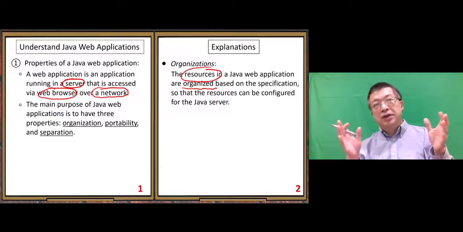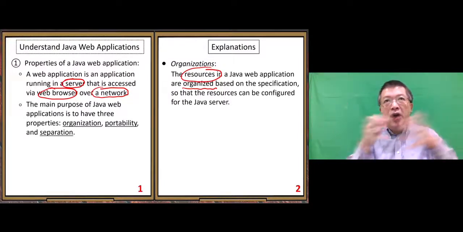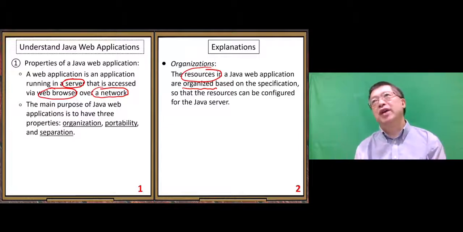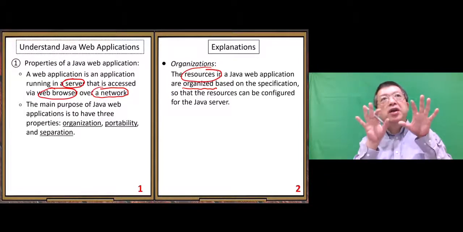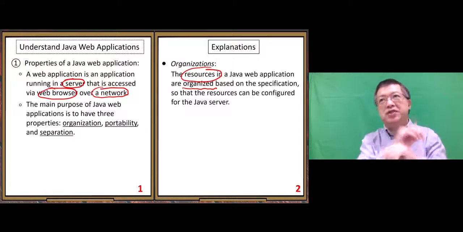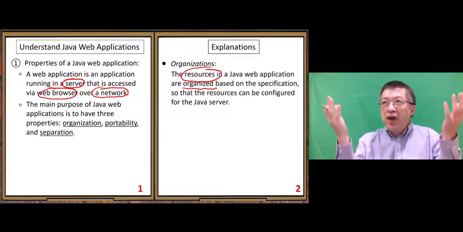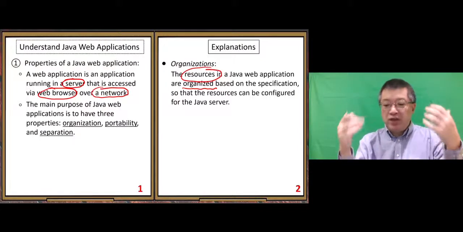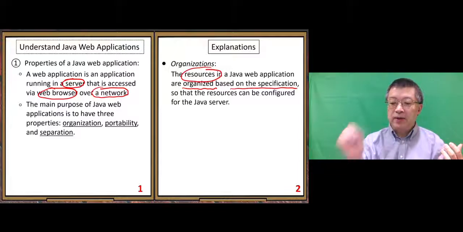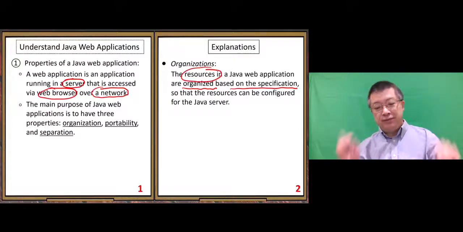Organize those files. You cannot randomly arrange those files, right? So here, for Java EE technology, some of the files have special significance. So they should be placed in some specific locations. So those requirements are written inside the specification. So we need to follow that.